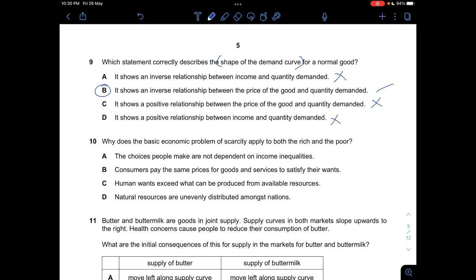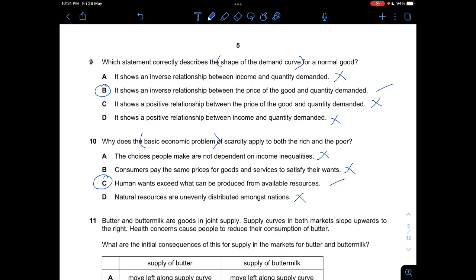Alright, and then for question 10, why does the basic economic problem of scarcity apply to both the rich and the poor? So the reason for that would be, let's take a look at the 4 options. A, it says the choices people make are not dependent on income inequalities, not correct. The basic economic problem is that we have scarce resources and humans' wants and needs are actually more than what the scarce resources are able to handle. So B, it says consumers pay the same price for goods and services to satisfy their wants. Nope. C, it says human wants exceed what can be produced from available resources, which is correct. D, it says natural resources are unevenly distributed among nations, which does not apply. So the answer is C.